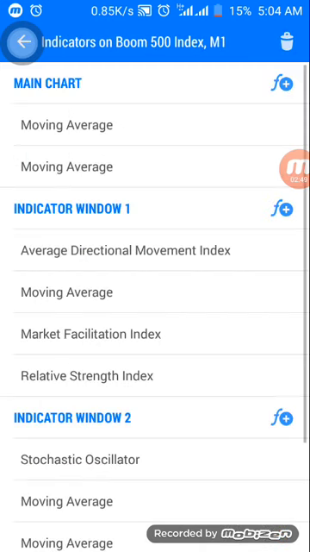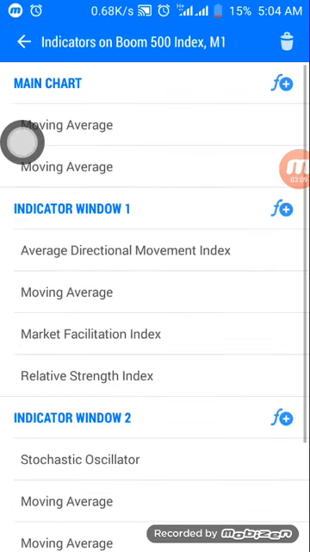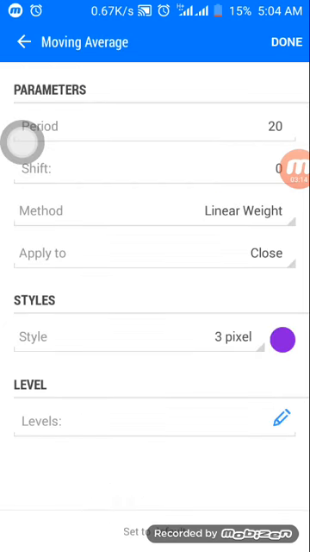First of all, on your F button, we have only two moving averages on the main chart. For the first one, the period is 12, shift is 0, method is linear weighted, apply to close, style I choose red. You can choose any color that you want, and you click on done. Now the next moving average: period is 20, shift is 0, method is linear weighted, apply to close, I choose purple color. You can choose any color that you like and you click on done.